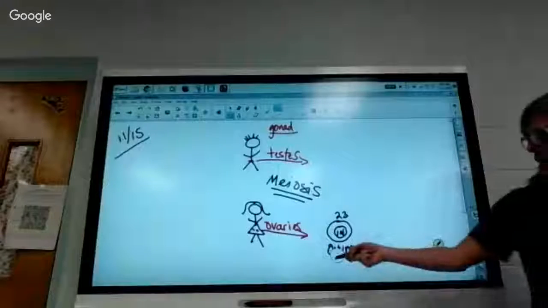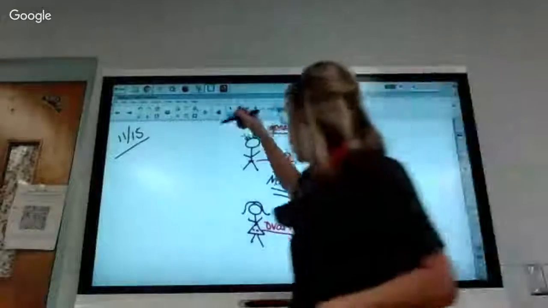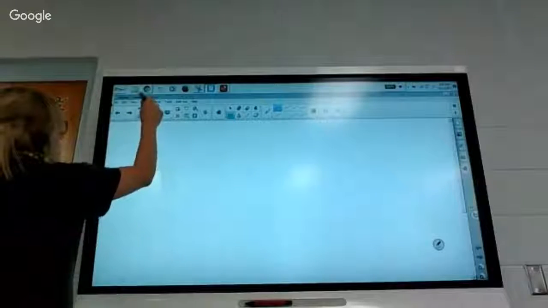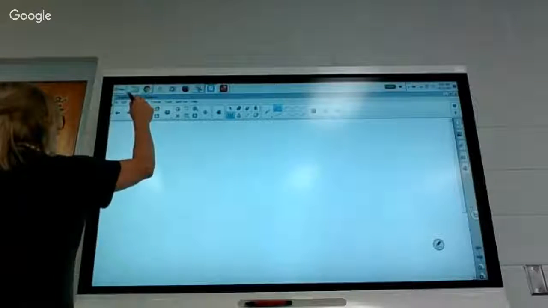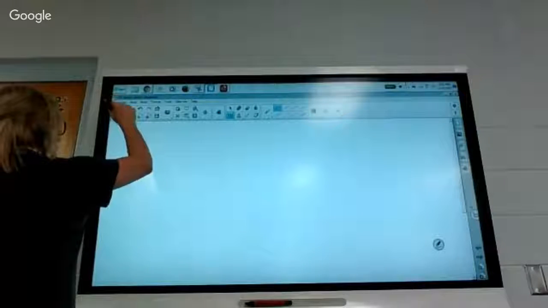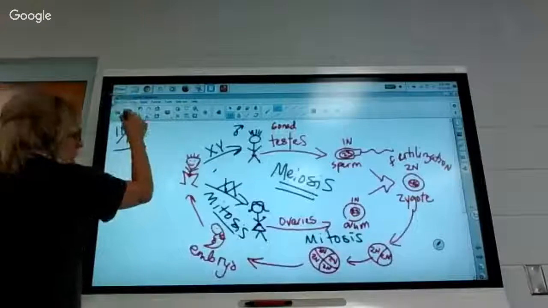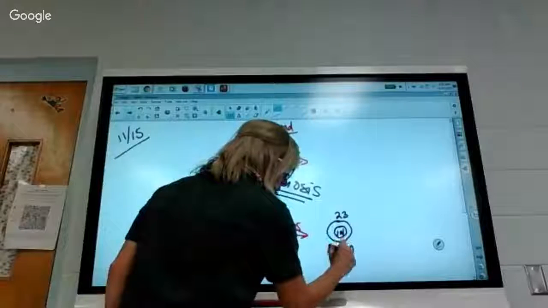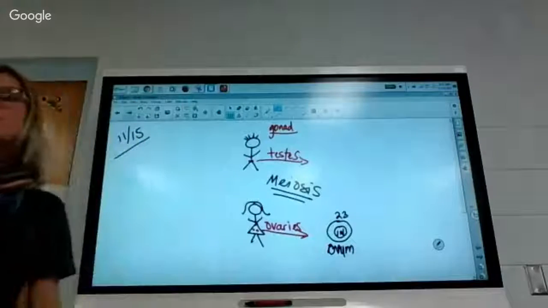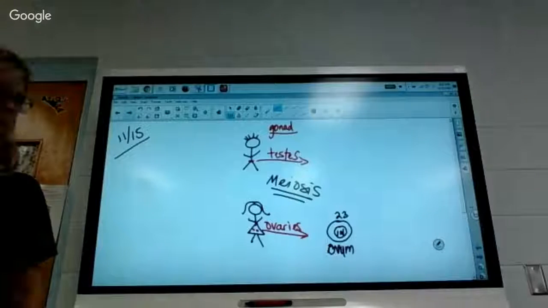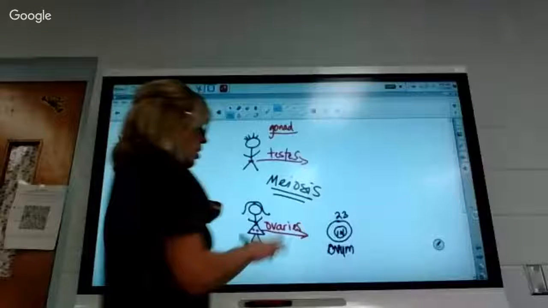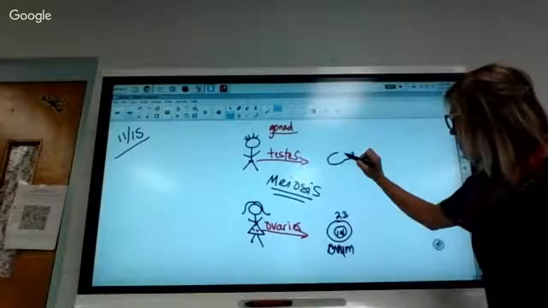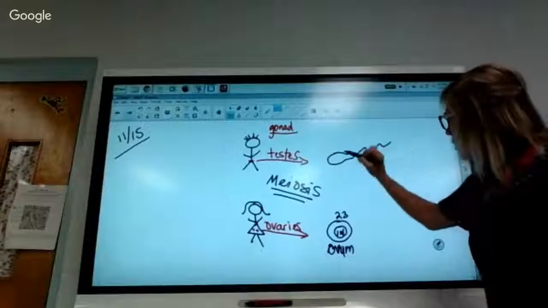So if you see ove or ovary, it's going to mean egg. So ovum, ovary, ovulation, release an egg. All that goes together. Okay, so let's draw him a sperm, and we'll make it a lot bigger than it normally is, just so we can.